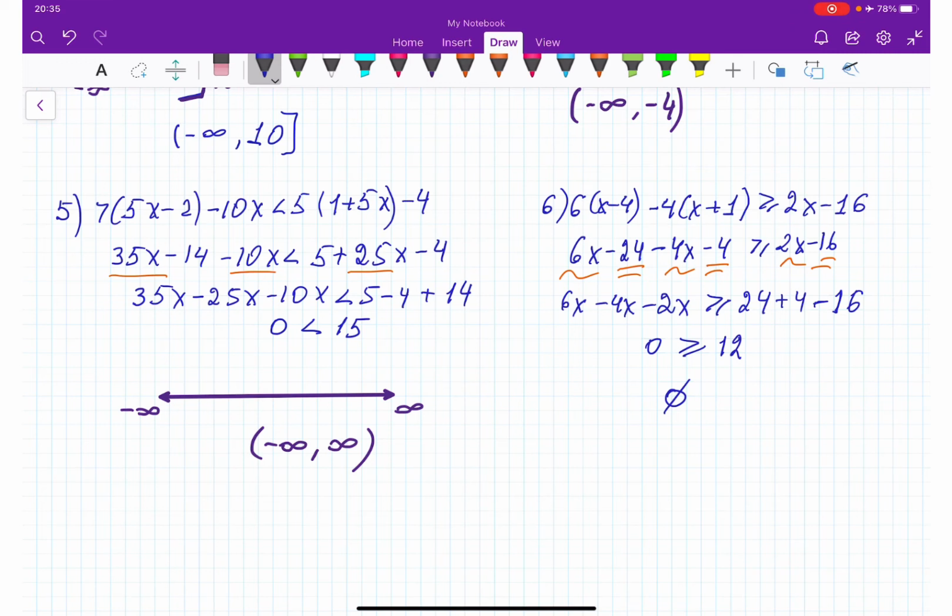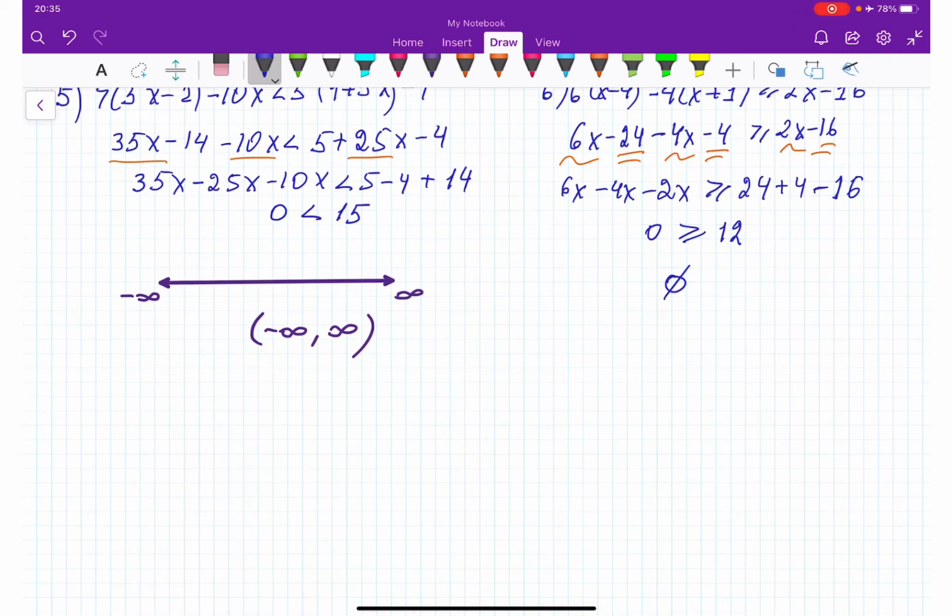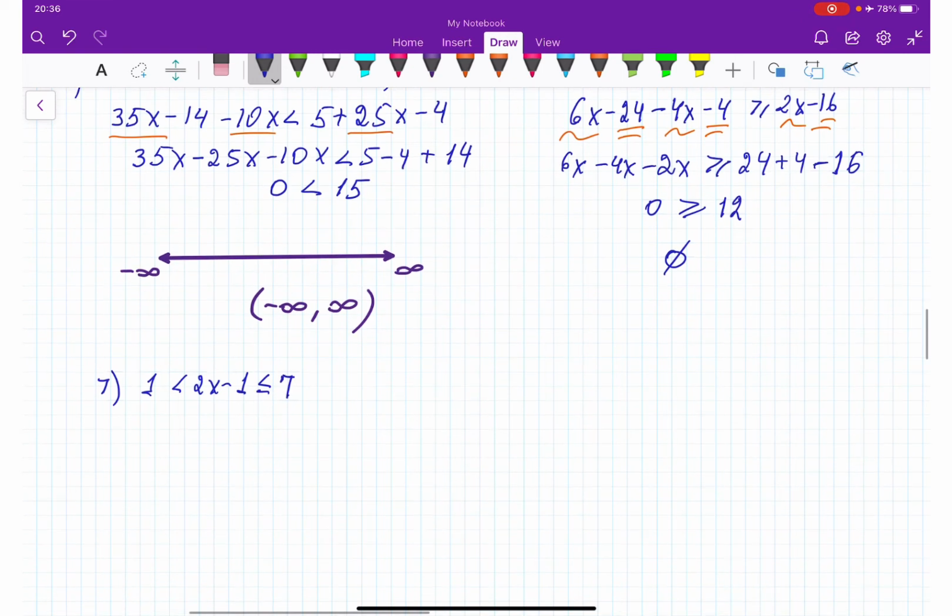Number 7. 1 less than 2x minus 1 less than or equal to 7. Okay, let's see how we are going to solve.